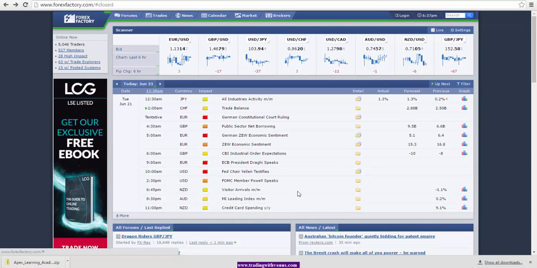Let's start off by taking a look at our calendar here. Coming up, we have German Constitutional Court ruling for the Eurozone, and then we have German ZEW economic sentiment number at 5 a.m. Eastern for the Euro. And going into the New York session, we have ECB President Draghi speaking. He's due to testify in front of the parliament on monetary policy. So this could be a very volatile time.